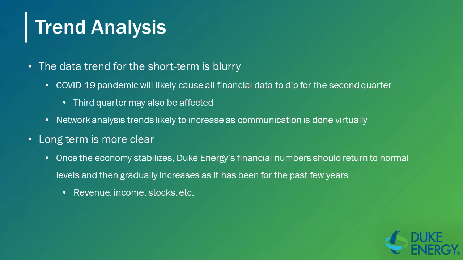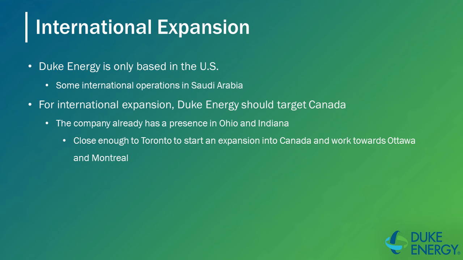In the long term, once the economy stabilizes, the financial numbers should return to normal and then gradually increase as they have been for the past few years. This includes revenue, income, and stocks. The last topic has to do with international expansion. Duke Energy is currently only based in the US with some international operations in Saudi Arabia.